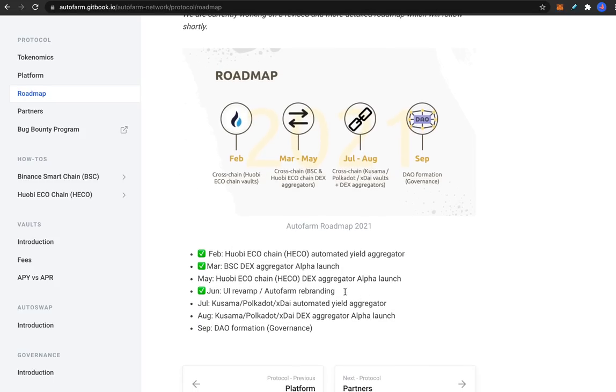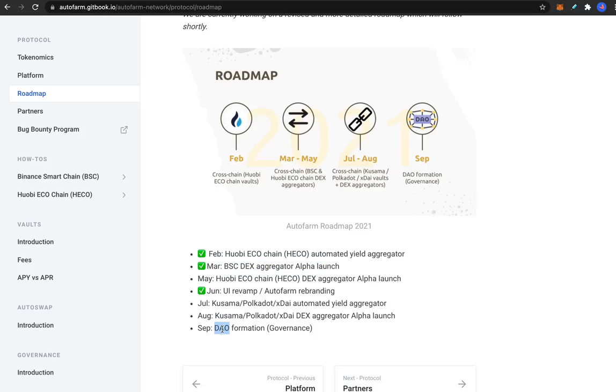And the reason why I'm bullish on Autofarm is that they are actually tackling different chains, not only Binance Smart Chain. So this is a cross-chain project, as well as a yield aggregator project and a decentralized exchange aggregator project as well. So that's pretty cool that they are doing some cross-chain stuff. That was basically the reason why I bought so many auto tokens, or why I'm still talking about auto tokens, is that the potential of this cross-chain utility is pretty big.